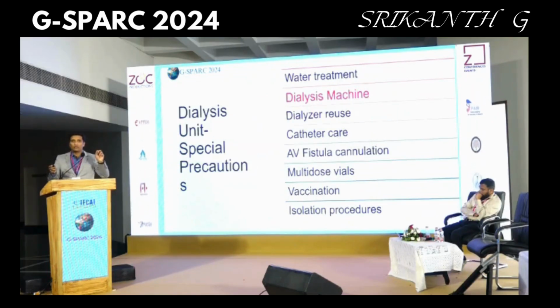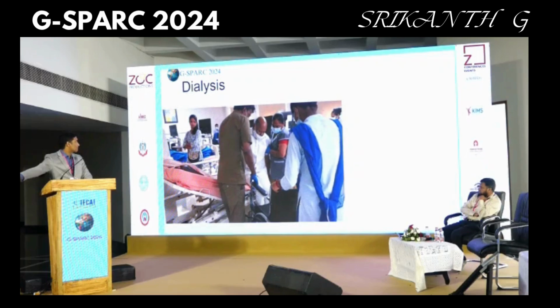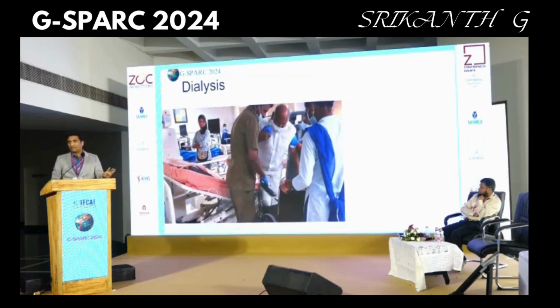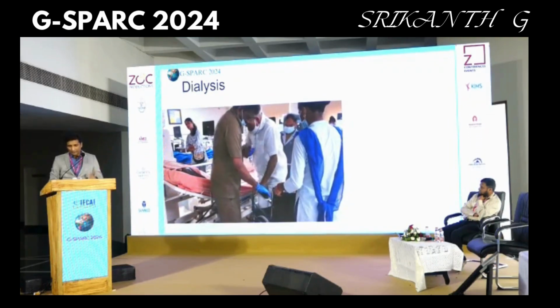As I told, my idea is only to give one point of clarity regarding each step. I don't want to confuse by adding too many things of what needs to be done regarding infection prevention. The second one is the dialysis machine. So this is a patient, a typical patient in our unit who is completing his dialysis and walking back.